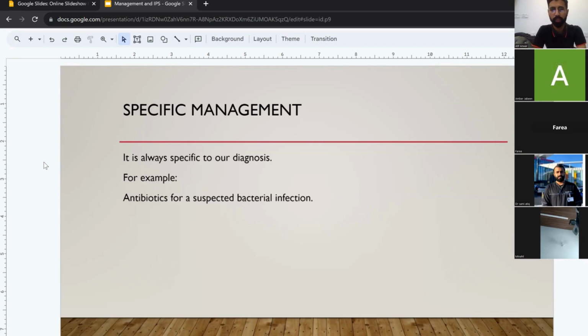So the next component is specific management. It will depend upon your diagnosis. Like if you're suspecting a bacterial infection, let's say acute bacterial tonsillitis in a patient, you will need to prescribe oral antibiotics, which is oral phenoxymethylpenicillin. Right, so you will tell the patient that I'll give you antibiotics for the infection that you may have to take for this much duration.